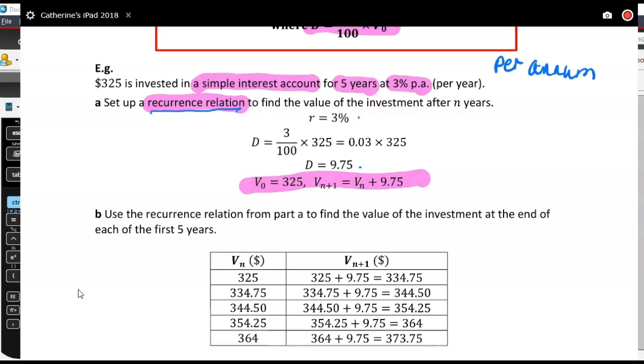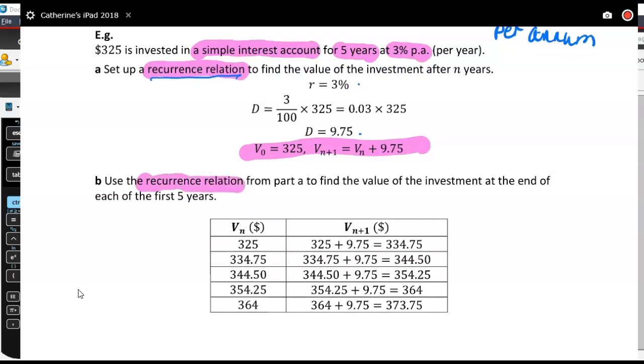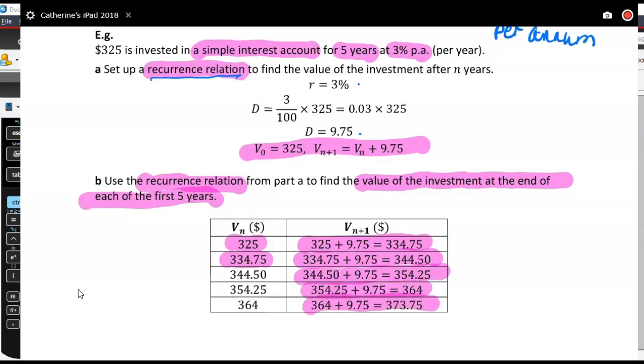So part B, using that recurrence relation, find the value of the investment at the end of each of the first 5 years. So we can see here there's my initial amount. After 1 year, I've got $334.75. So then I add $9.75 to get the end of 2 years, 3 years, 4 years, 5 years. So I've set it out by hand here, but I'm sure you can envisage how you do that on your calculator.